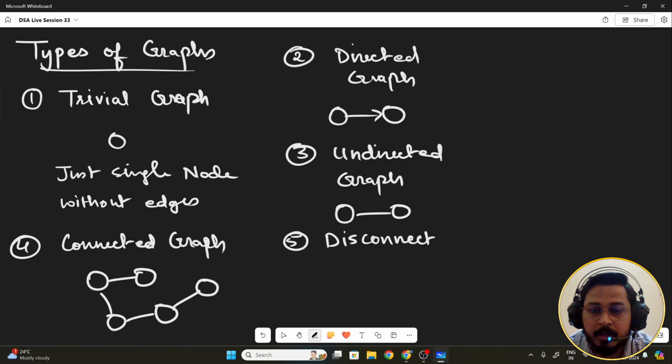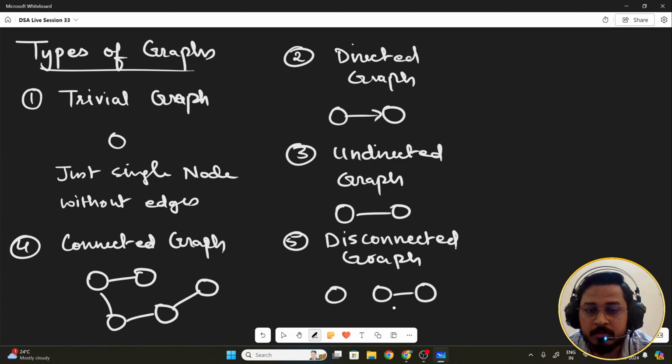Number five, you have a disconnected graph. In this type of graph, there is this node, then there is no connection between this node, and these nodes are connected. Somewhat like that. Understood my point? This is a disconnected graph.